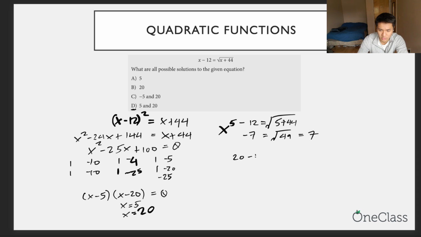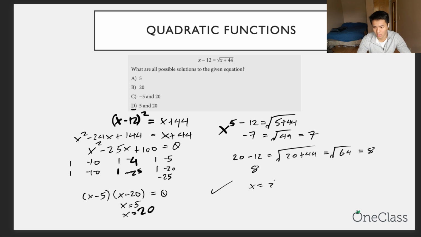20 minus 12 is equal to the square root of 20 plus 44, equal to the square root of 64, equal to 8. 20 minus 12 is also equal to 8, so 8 equals 8. This checks out, and we know that x equals 20 is going to be our final answer. And that's going to be answer choice B.